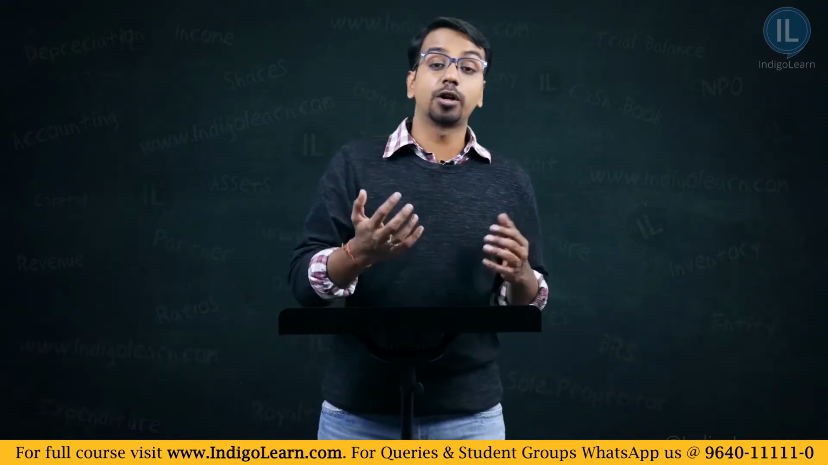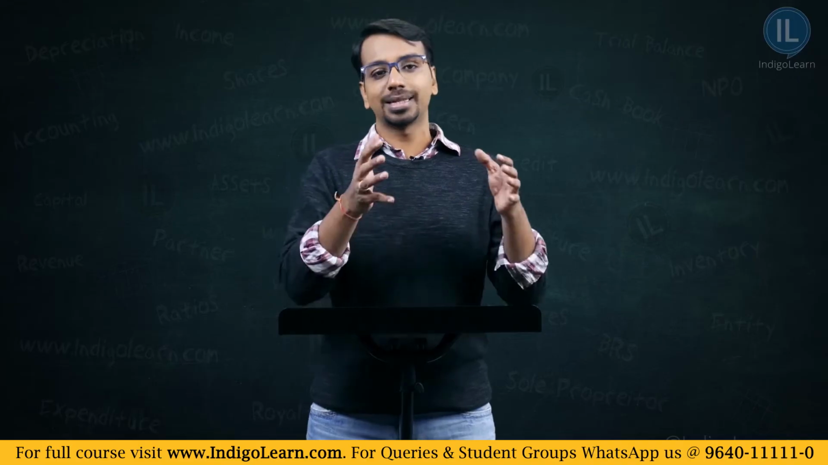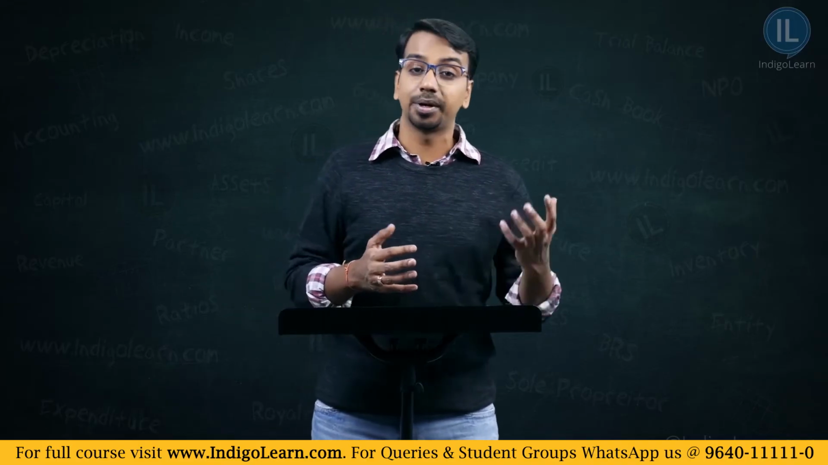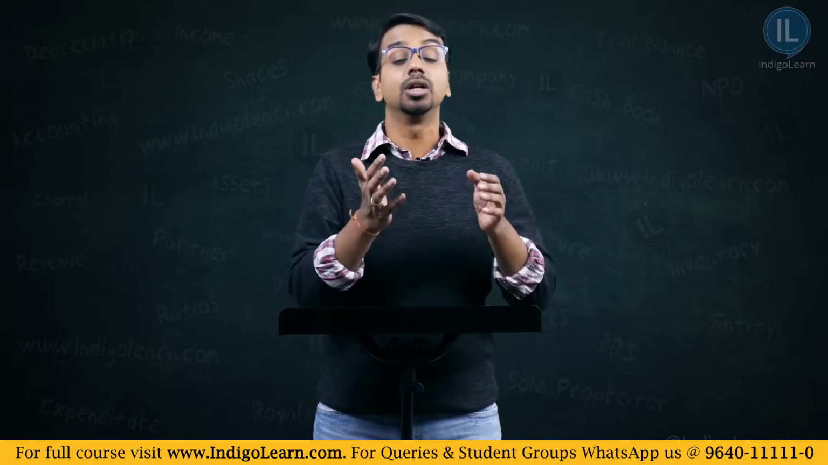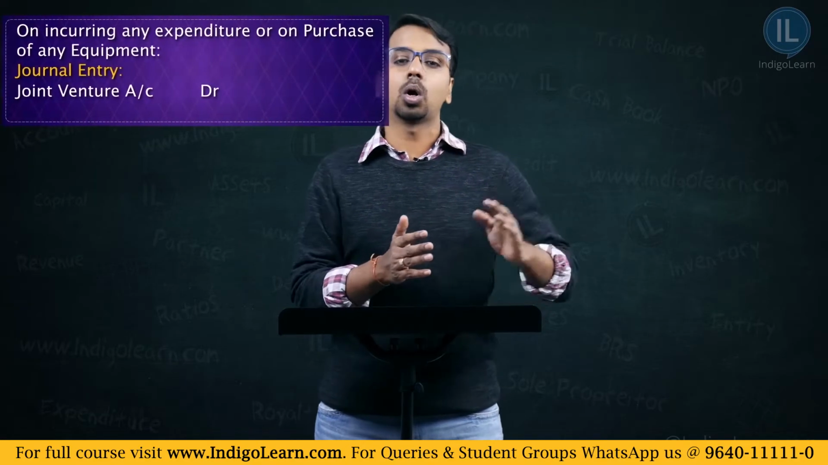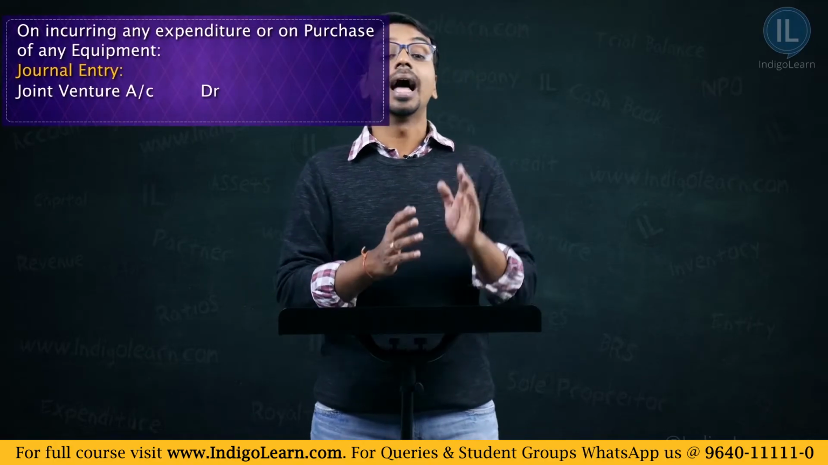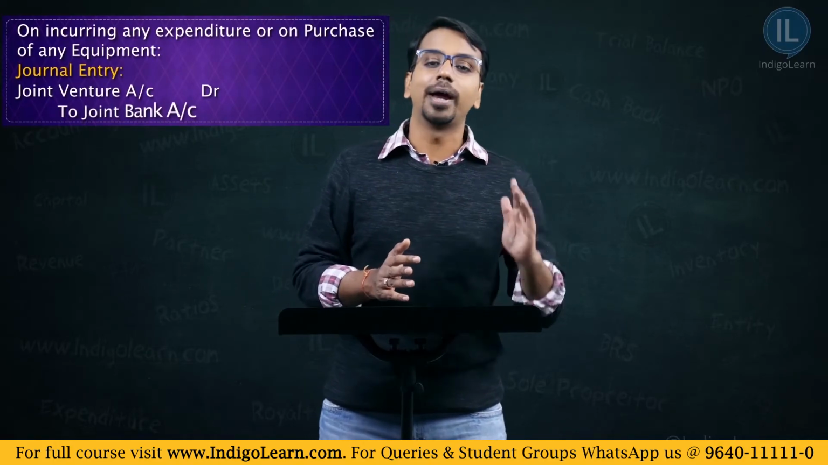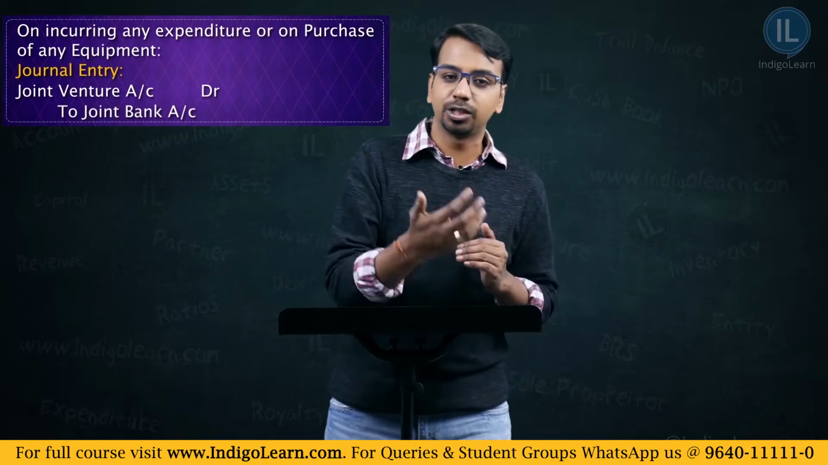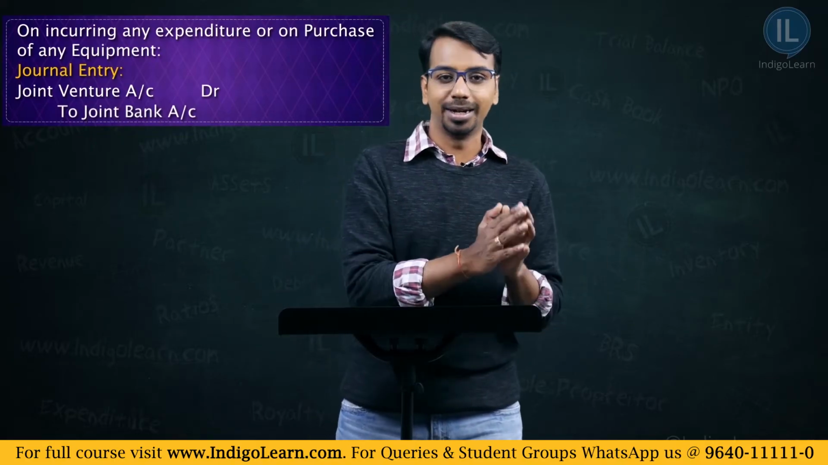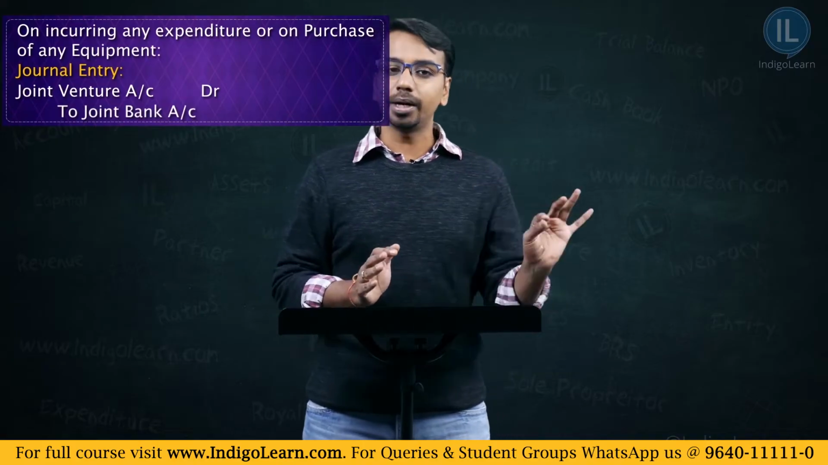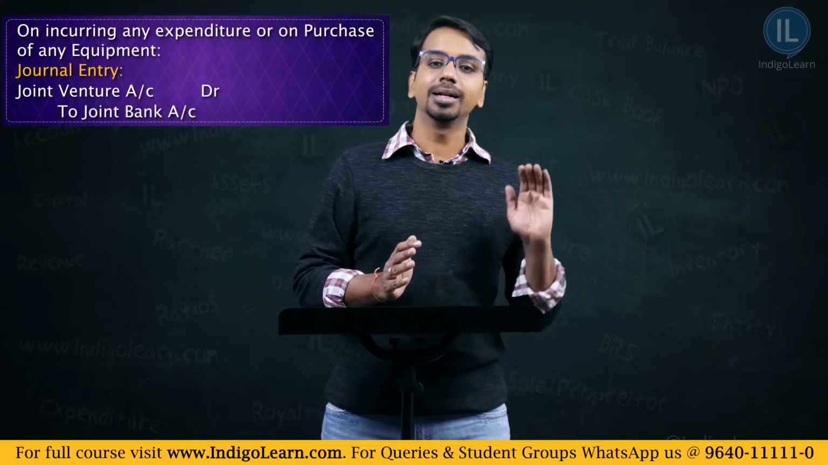Now after the initial contribution by the co-venturers, the joint venture has cash with it. It may go out and purchase certain items, it may go out and purchase raw materials, it may go out and purchase equipment, and whenever it does those transactions, you will debit the joint venture account with all the expenses that are being incurred and you will credit the joint bank account. So whenever an expenditure is being incurred, whenever an equipment is being purchased, this is how you will pass the entry: joint venture account debit to joint bank account.